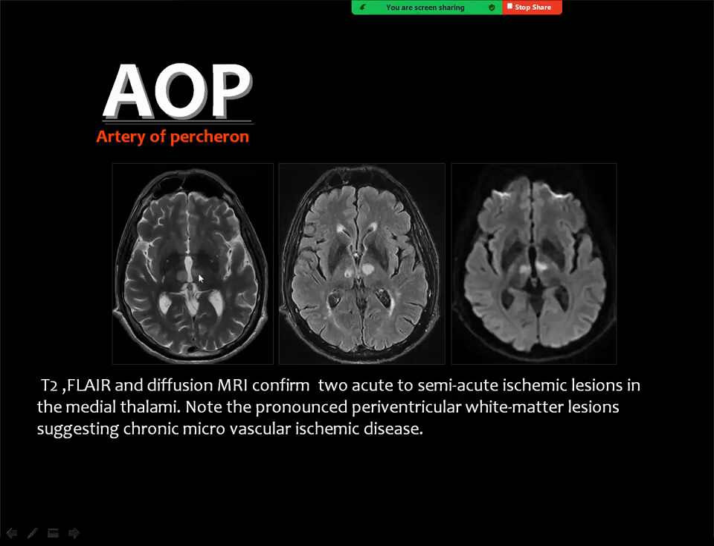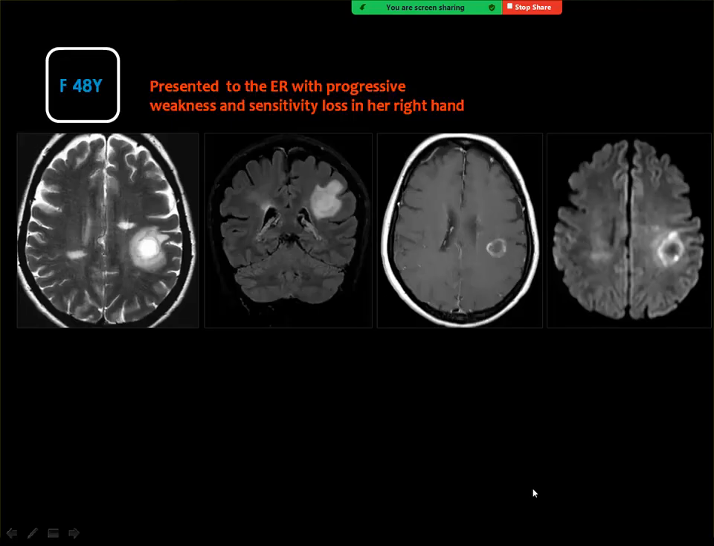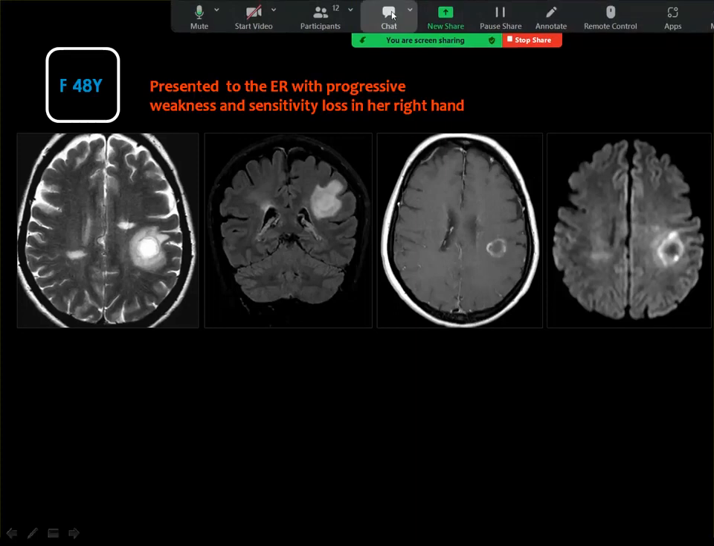In the T2 weighted images, you got two lesions in the thalamus, bright signal in the T2, bright signal in the FLAIR, and restricted diffusion in diffusion weighted images. This patient is 48 years old, presented with progressive weakness and sensitivity loss in her right hand. The MRI is an axial T2, coronal FLAIR, axial T1 post contrast, and the diffusion weighted image.